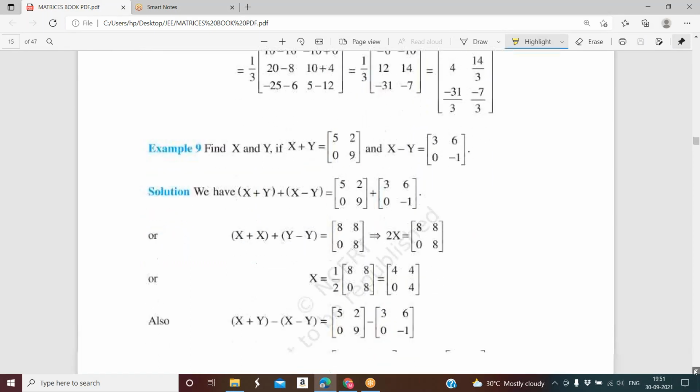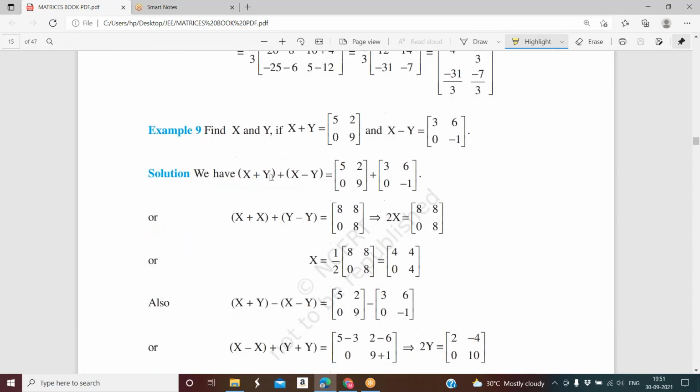And the next problem is find x and y. We have to find x and y. If x plus y is a 2 by 2 matrix, and x minus y is also a 2 by 2 matrix, what we have to find? We have to find what is x and what is y. The sum of two matrices is 5, 2, 0, 9, and the difference of two matrices is 3, 6, 0, minus 1. We are asked to find x and y.